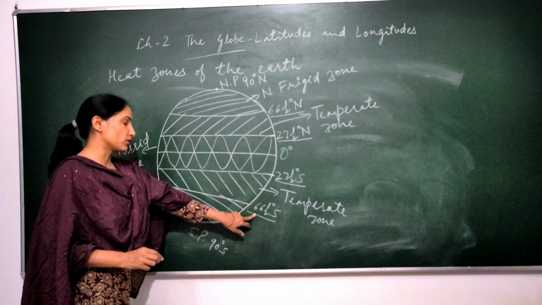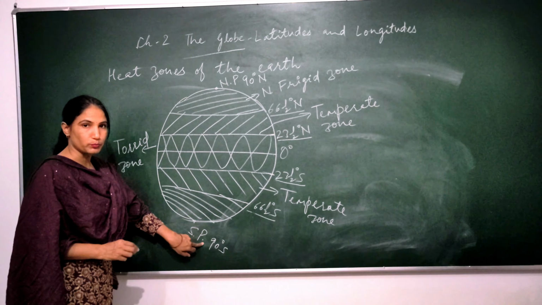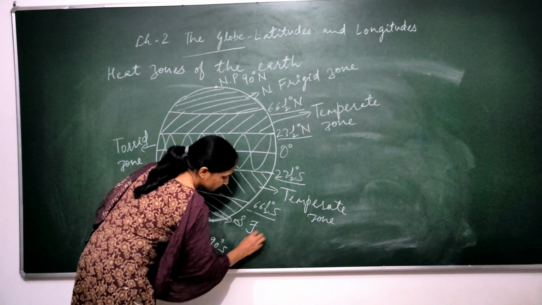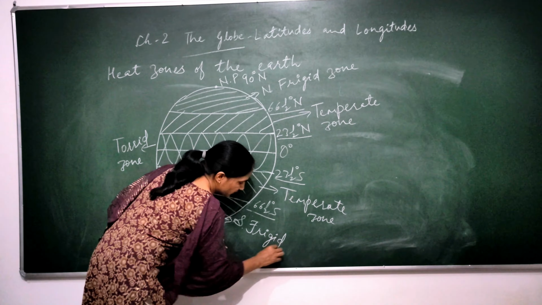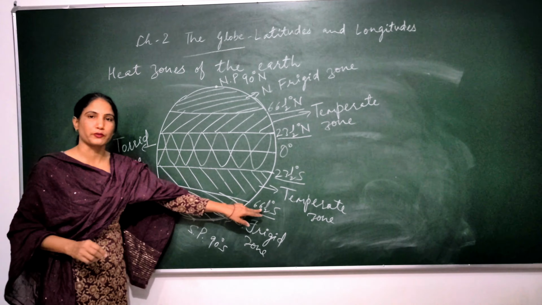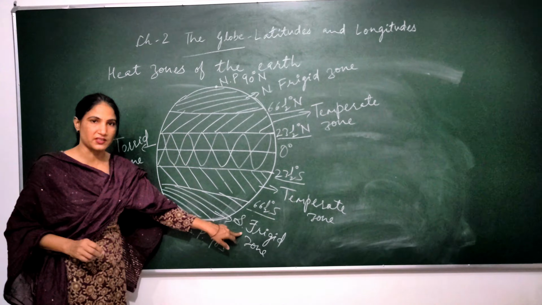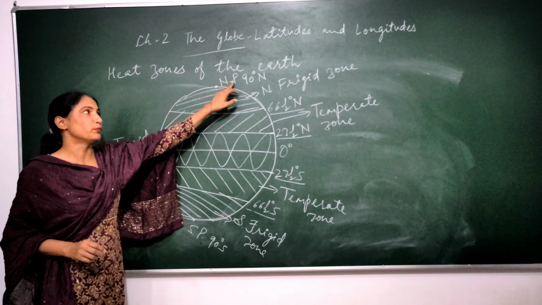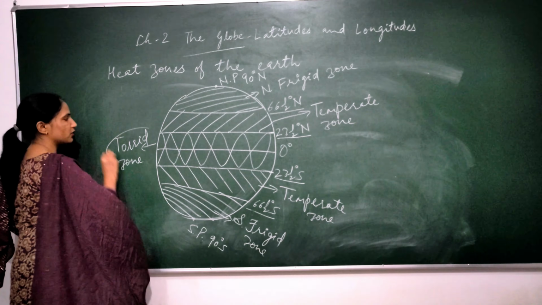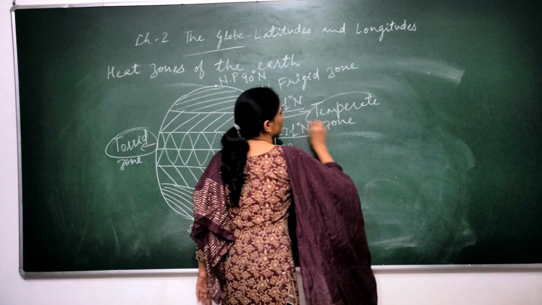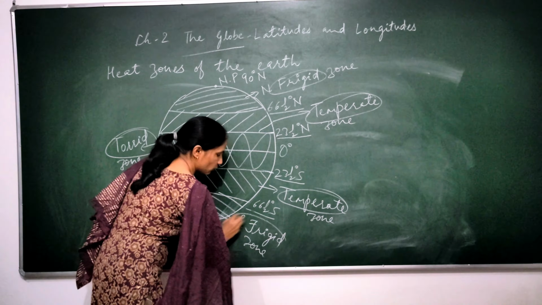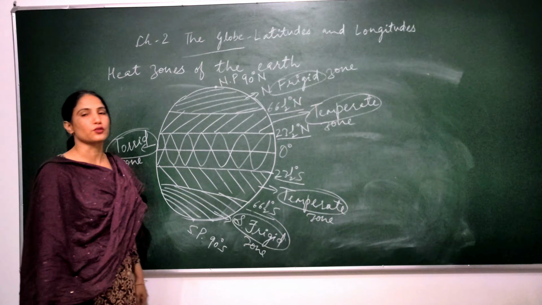So from the Antarctic Circle to the South Pole, this is the South Frigid Zone, in the southern hemisphere. From the Arctic Circle to the North Pole, the North Frigid Zone. So there are 3 heat zones of the earth. First is the torrid zone, second is the temperate zone, north temperate and south temperate, and third is the frigid zone, north frigid and south frigid.